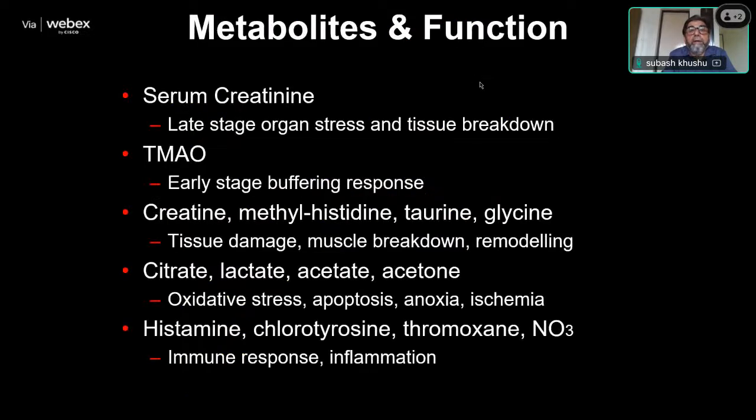These are some of the properties of these biochemicals. Serum creatinine indicates late stage organ stress and tissue breakdown. When serum creatinine increases in blood, there's distress in the kidney, and when there's chronic renal failure, serum creatinine goes very high. Similarly, all these metabolites have certain properties, and they depict a particular type of disease. If you have citrate, lactate, and acetate, acetone, it shows oxidative stress, apoptosis, anoxia, ischemia. So based on these metabolite concentrations, one can detect the type of disease a person can have.